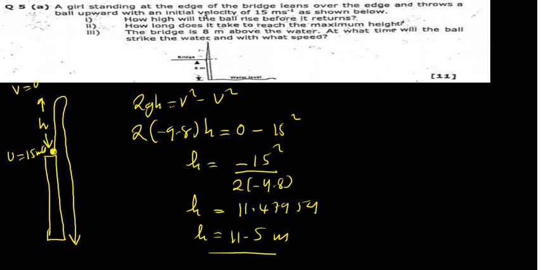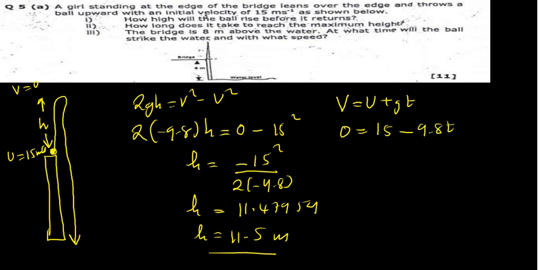Second part, how long does it take to reach the maximum height? So that is the time it will take to reach the maximum height. V is given by u plus gt. Final velocity on the top is 0. Initial velocity is 15 minus 9.8 t.